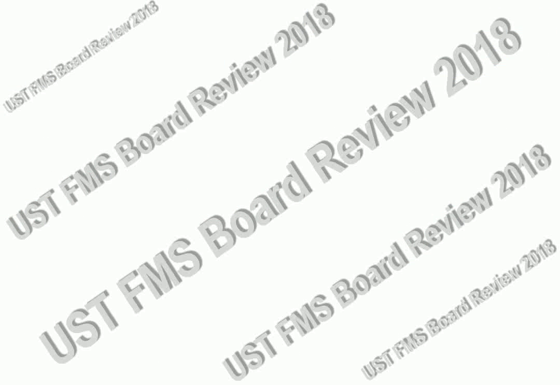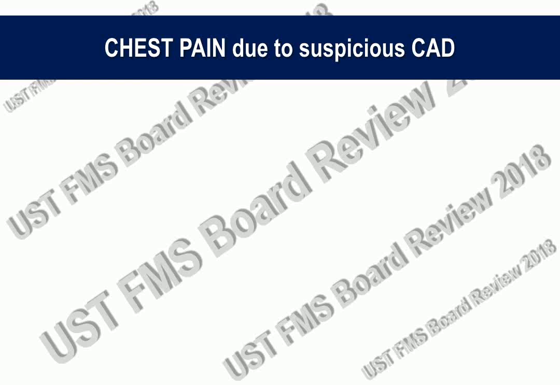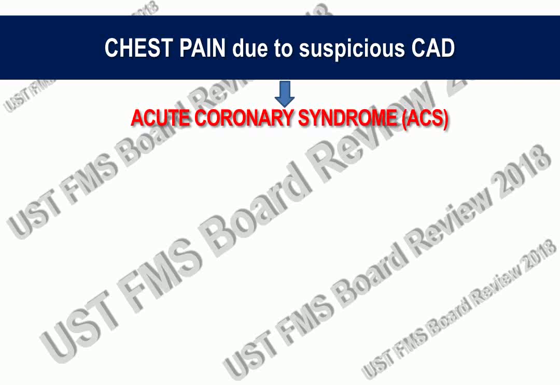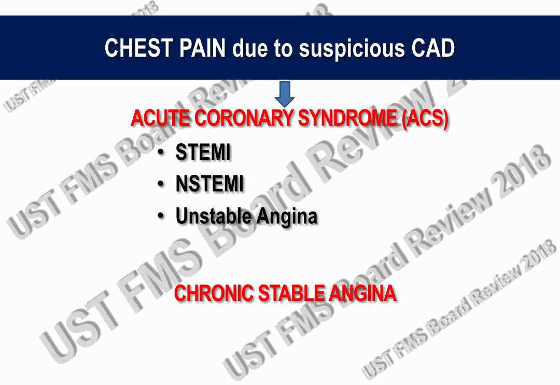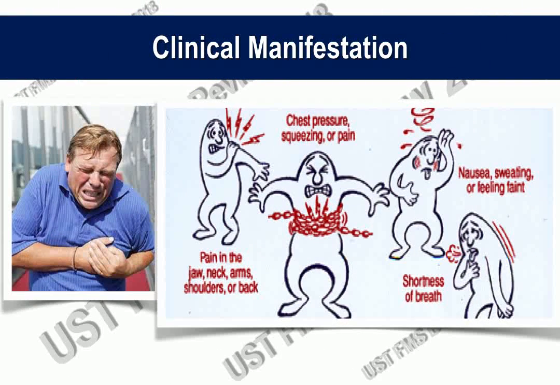And in the worst cases, sudden death. So when you have a patient coming in with chest pain that is due to a suspicious coronary artery disease, this chest pain could be one from an acute coronary syndrome, which is either a ST segment elevation MI, a non-ST elevation MI, or unstable angina, or it could be just what we call chronic stable angina, as seen in stable ischemic heart disease.